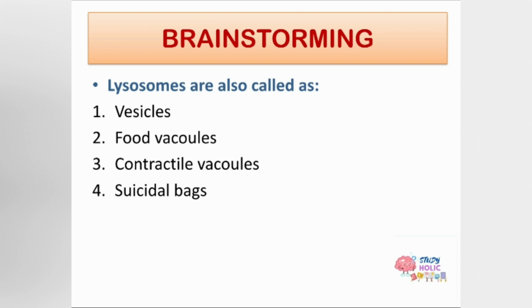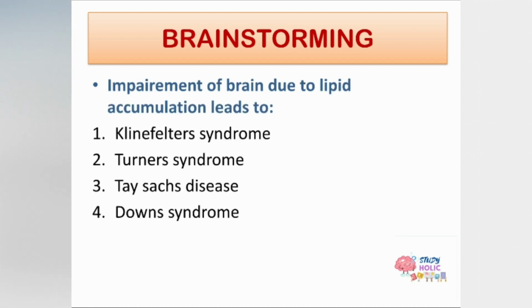Let's move on to our favorite session, that is brainstorming. Lysosomes are also called vesicles, food vacuoles, contractile vacuoles, suicidal bags. I know the MCQ is not very difficult, you would be knowing. The answer is suicidal bags, as we have discussed earlier in autolysis. Let's move on to the next one. Impairment of the brain due to lipid accumulation leads to Klinefelter syndrome, Turner syndrome, Tay-Sachs disease, Down syndrome. Yup, the answer is Tay-Sachs disease.